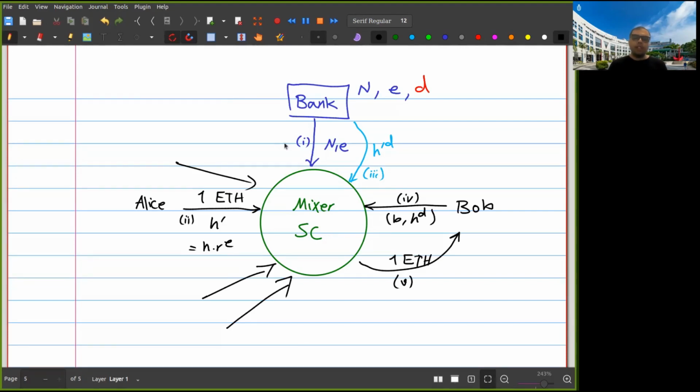Now, of course, the property that I have is that the deposits and withdrawals to each bank are going to be indistinguishable from each other. So if 10,000 people use this mixer smart contract and they use the same bank for their signatures, then no one on the blockchain, including the bank itself, can tell which deposit was connected to which withdrawal. Okay.